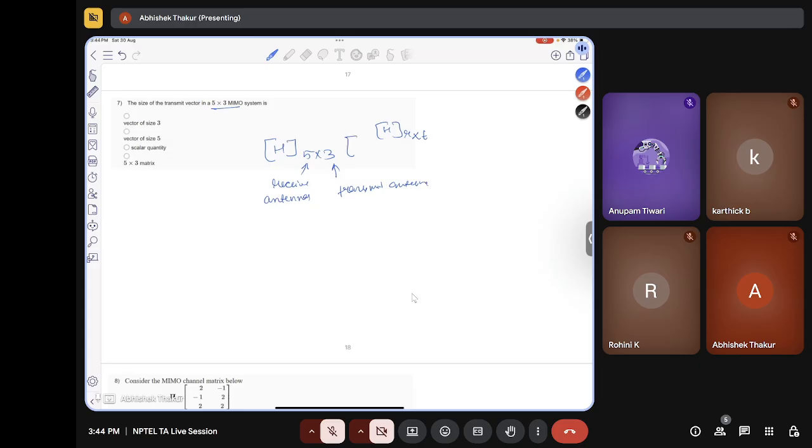And this is HX, so X will be what? 3 cross 1. So simple. So here our X is 3 cross 1. So the size of the transmit vector, this is the transmit vector, is 3. So vector of size 3. Option A is the correct answer for this question.